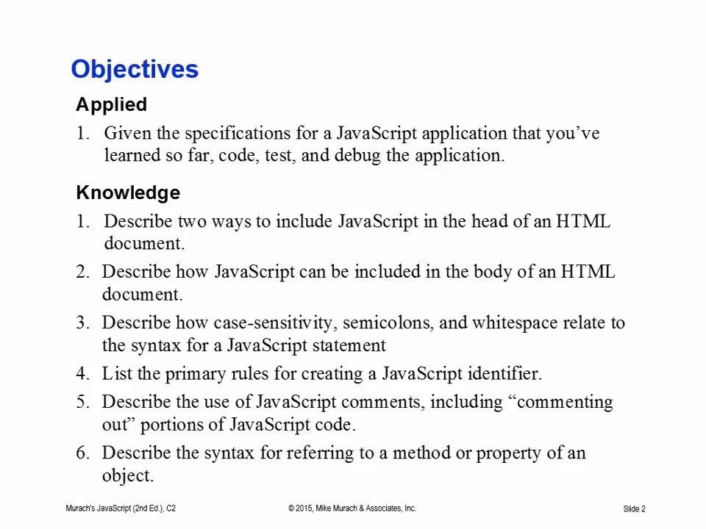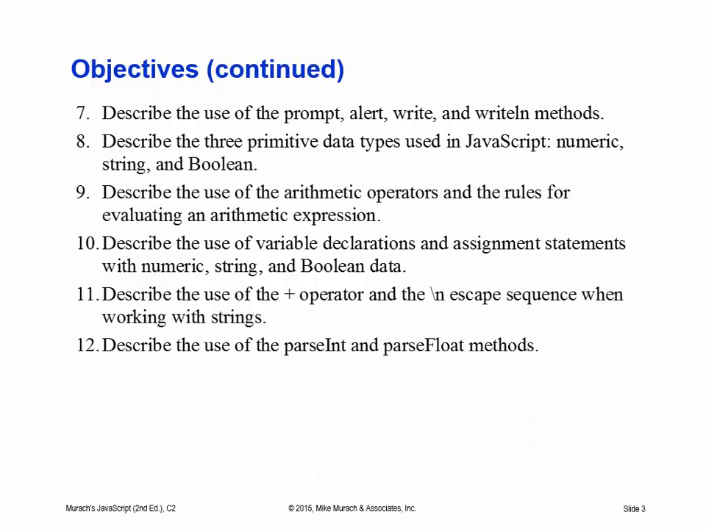And if you don't know what I mean, you will as we go on. Given the specs for a JavaScript app, code, test, and debug an app. Describe 2 ways to include JavaScript in the head of an HTML document. Describe how JavaScript can be included in the body of an HTML document. Describe how case sensitivity, semicolons, and white space relate to the syntax for a JavaScript statement. List the primary rules for creating a JavaScript identifier. Describe the use of JavaScript comments, including commenting out portions of JavaScript code. Describe the syntax for referring to a method or property of an object.